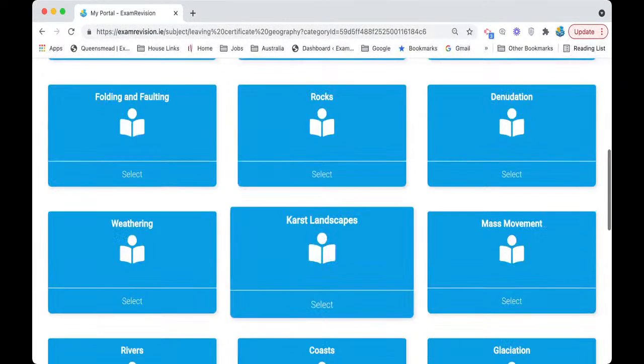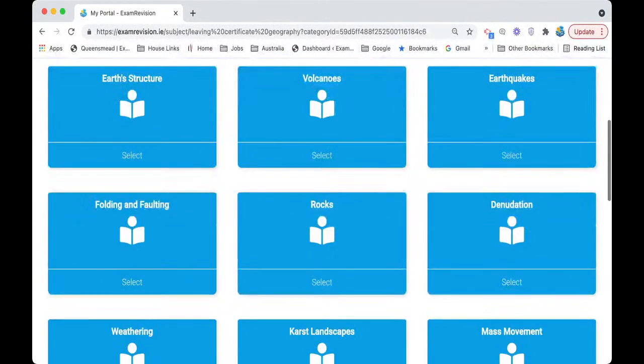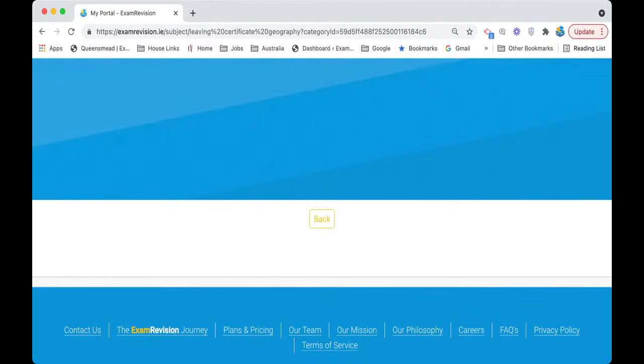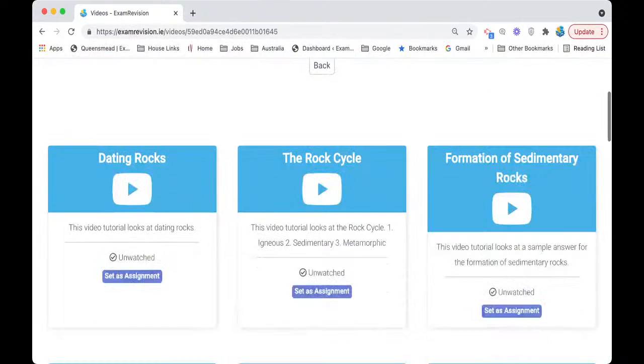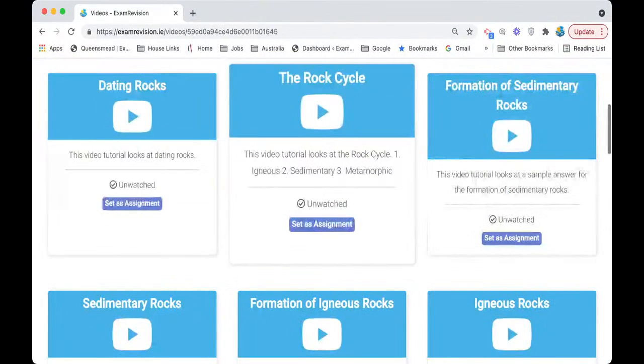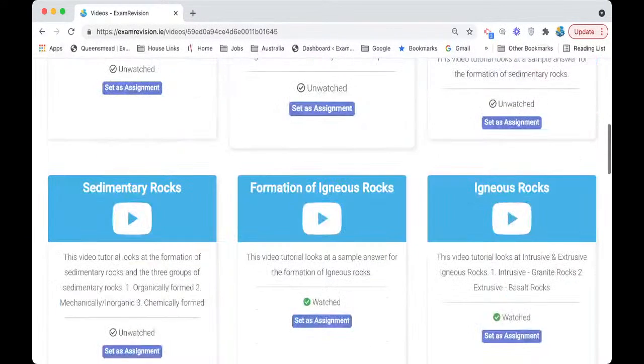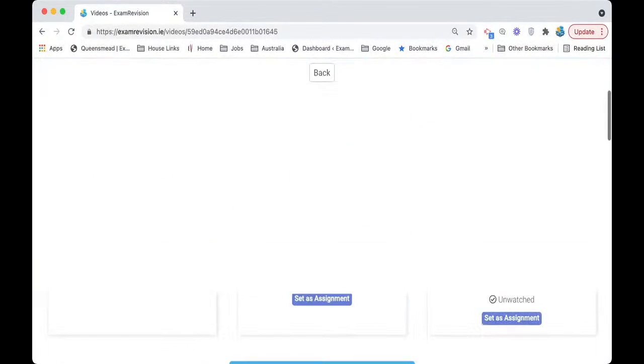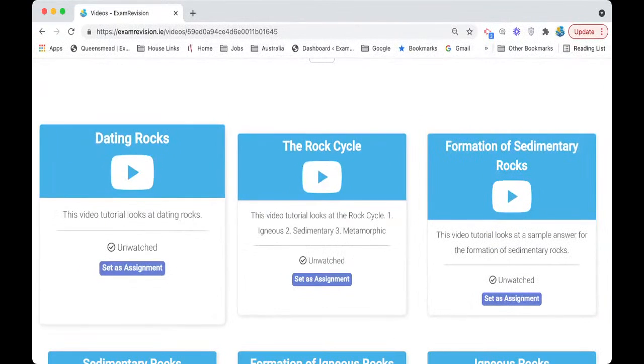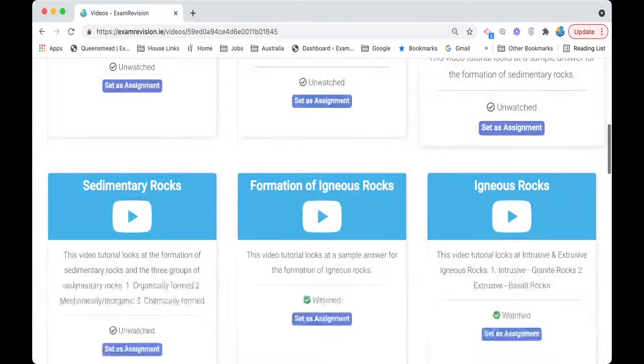And then if I go into, say, rocks, inside rocks we've got every part of the course. The entire course is broken down into bite-sized video tutorials. So all the blue ones here are bite-sized video tutorials. You've got 1, 2, 3, 4, 5, 6, 7, 8, 9, 10, 11.